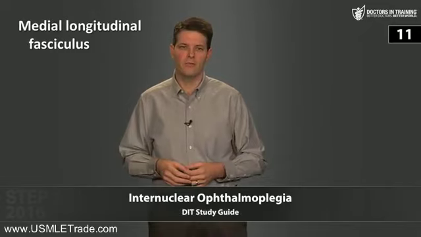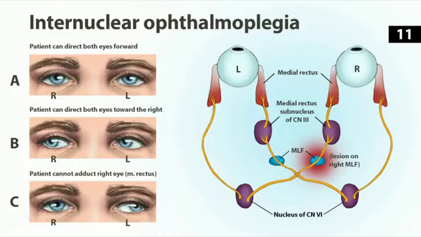So take a look at number 11. In letter A, the patient is looking straight ahead, which looks normal. In letter B, the patient is looking to the right, which also looks normal. But in letter C, when the patient looks to the left, you have two problems. First of all, there's a medial rectus muscle palsy in the right eye because the MLF lesion is on the right. So the left eye abducts, but the right eye cannot adduct. So the right eye just stays looking straight ahead. And then the second problem is that the left eye, which is abducting, has horizontal nystagmus.